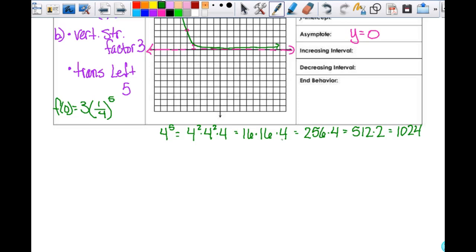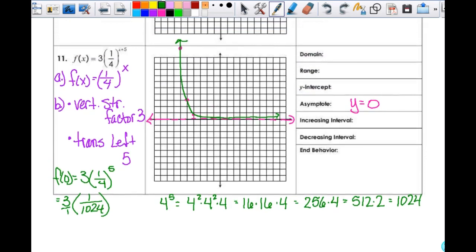So what this gives me here then is 3 times 1 over 1024. Now, is that going to be easy or difficult to figure out there? How do you multiply a whole number times a fraction? You put it over 1. That's it. So your y-intercept then is 0 and then 3 over 1,024. Okay, so it's a really tiny number, which is what we expected, right? It's on there somewhere. Bam.